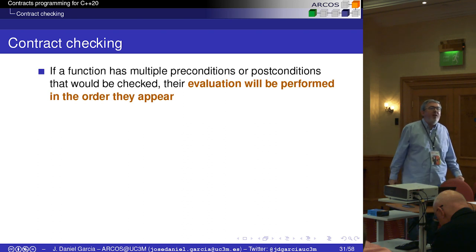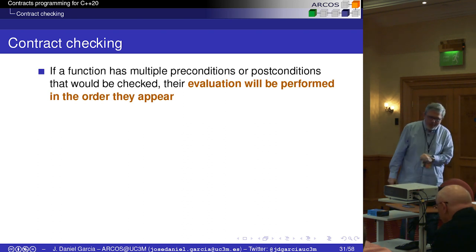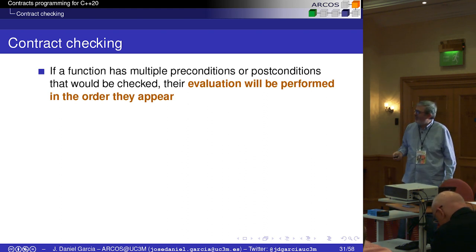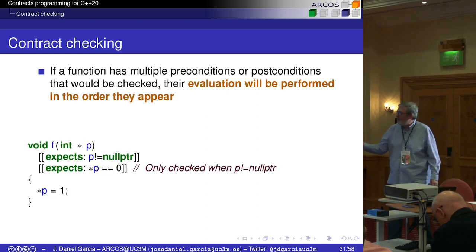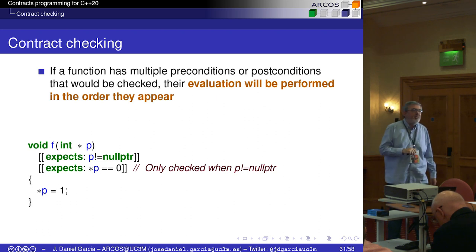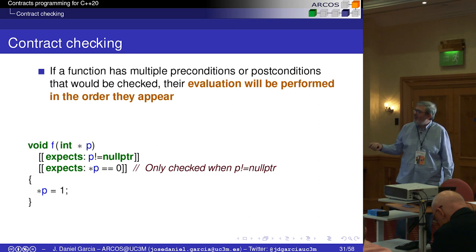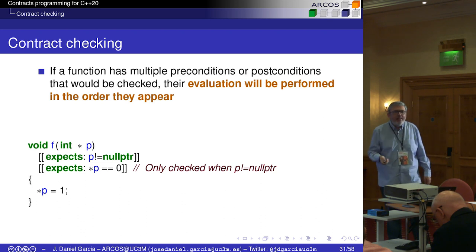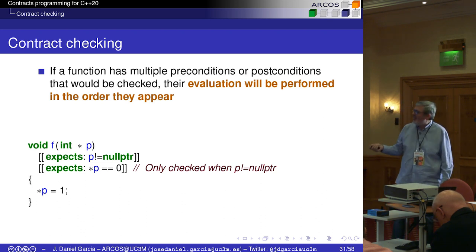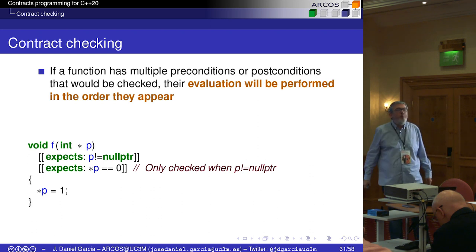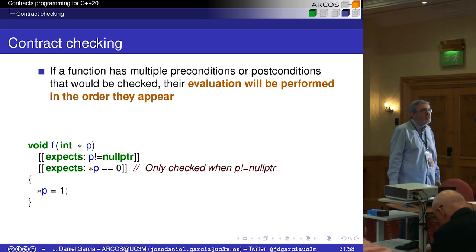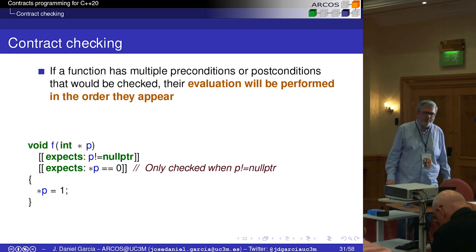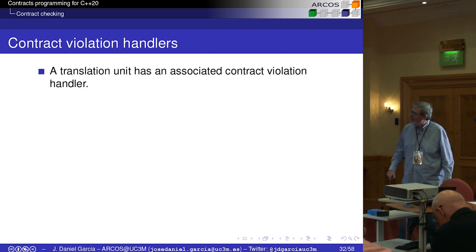So what happens is if a function has multiple contracts in its interface, the evaluation is performed in the order they appear. And this is useful, for example, in this case, where I have two expectations that I write separately. The first one is the pointer you are giving me is not null, and the second one is the value pointed to is zero. The second check will be only performed if the first check didn't fail. That means the order of evaluation.